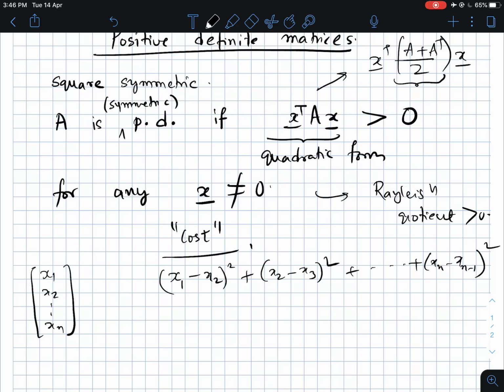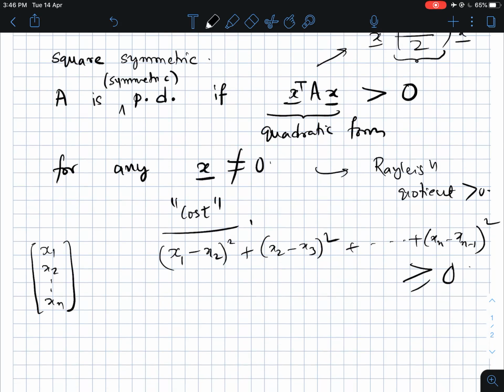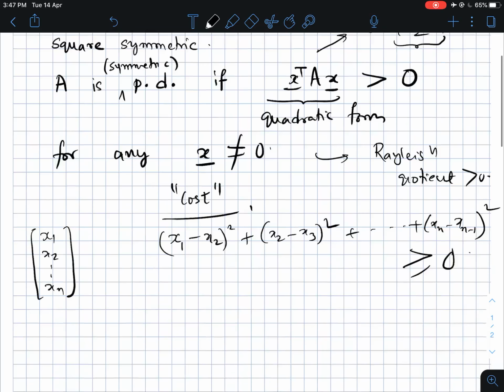Now as you can see, this cost function is a sum of squares. It's the sum of non-negative numbers. So this cost function is always going to be greater than or equal to 0. There is no context under which it's actually negative. So we do often encounter cost functions that are never negative, and it makes sense in that context to define a positive definite matrix.